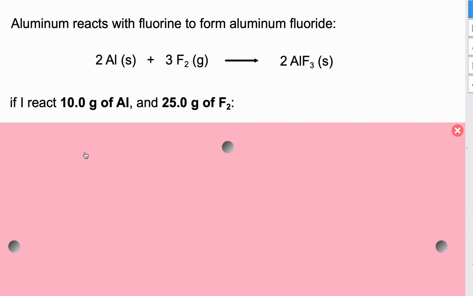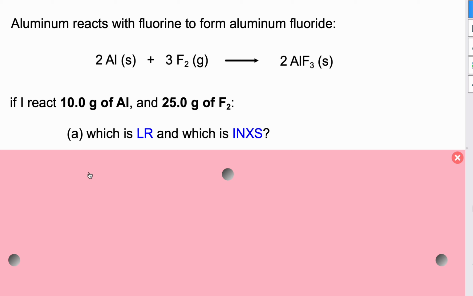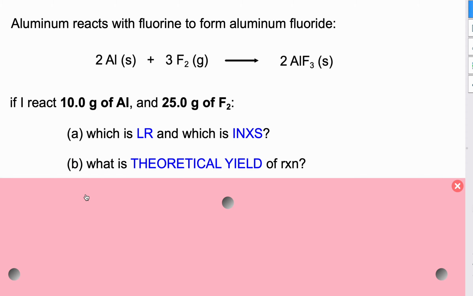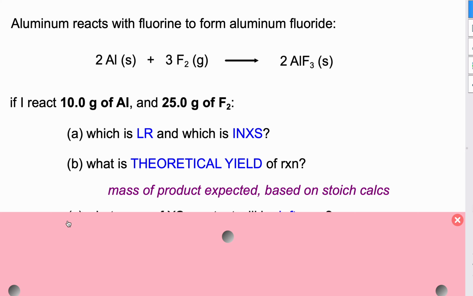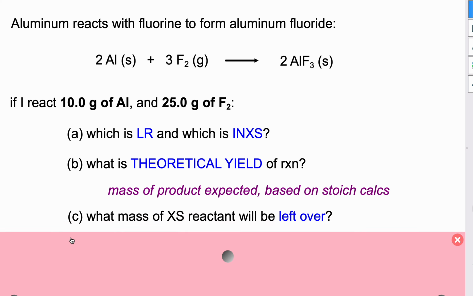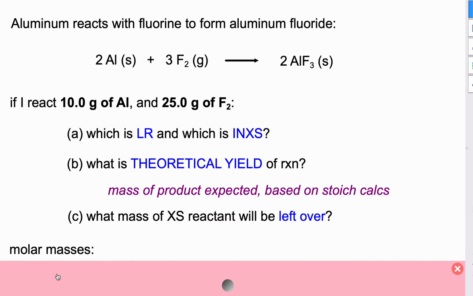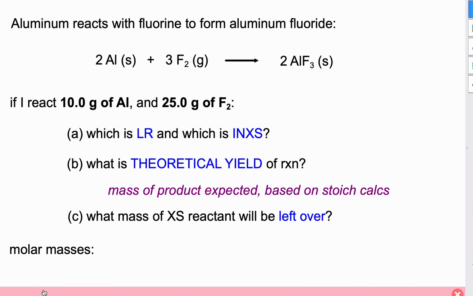If I react 10.0 grams of aluminum and 25.0 grams of fluorine, here are our questions. Number 1, which of these is the limiting reactant and which one is present in excess? What is the theoretical yield of the reaction, which we said is defined as the mass of product expected based on your stoichiometric calculations? What mass of the excess reactant will be left over? And in order to do these calculations, of course, we're going to need the molar masses. So let's calculate our molar masses.